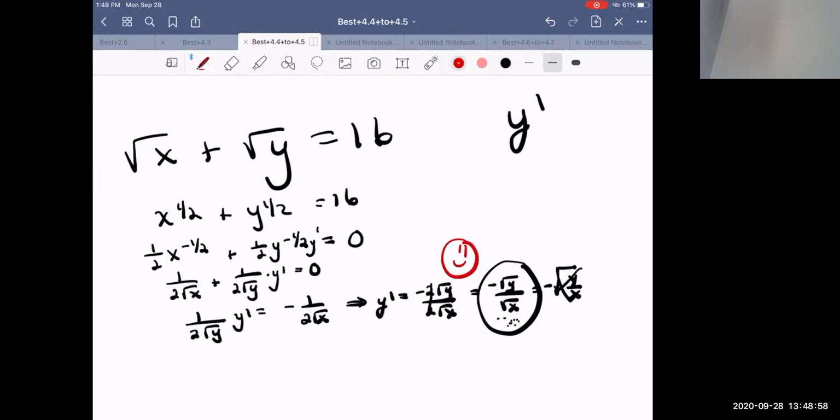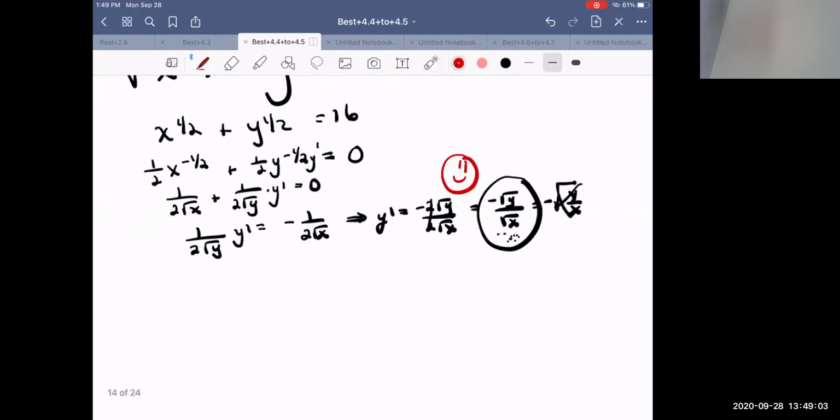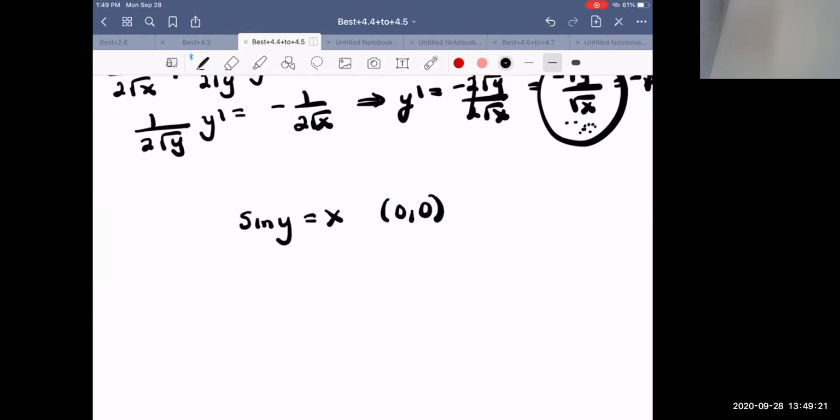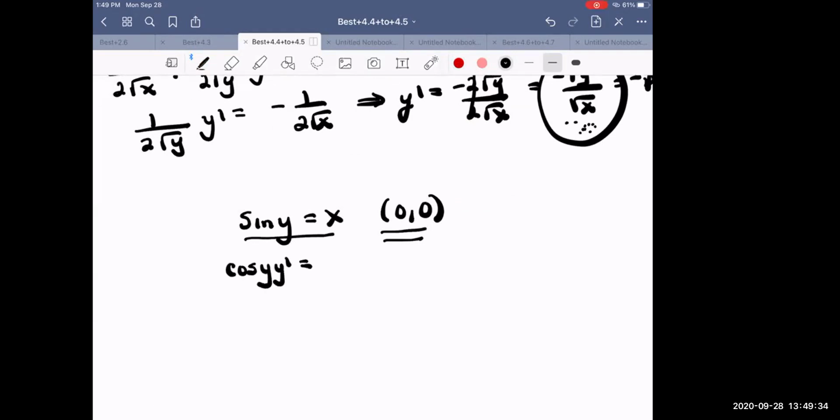So that's implicit differentiation. Another way you're going to use this is to find the equation of a tangent line. So we're going to do one of those. For instance, here's a really easy one. We've got the sine of y equals x, and they give us the point 0, 0, and they want us to find the equation of the tangent line to this function at this point, right? So we take the derivative on both sides. What's the derivative of the sine of y? Cosine y, y prime. Cosine y times y prime is equal to 1, right?